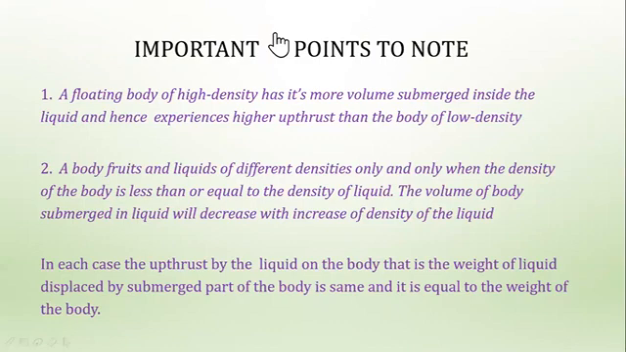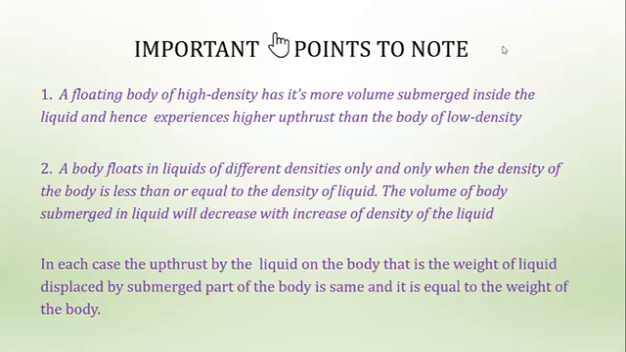A body in liquids of different densities: a body floats in a liquid only when the density of the body is less than or equal to the density of the liquid. So the volume of the body submerged in the liquid will decrease with increase in the density of the liquid. And in each case, the upthrust by the liquid on the body, that is the weight of the liquid displaced by the submerged body, is the same and is equal to the weight of the body.